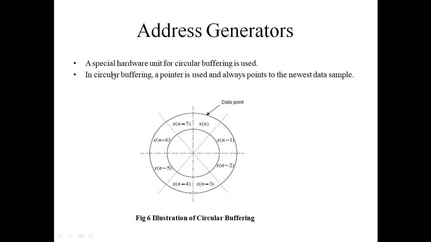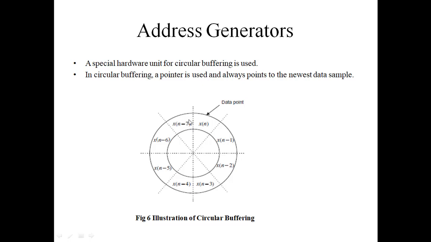In the address generator, a special hardware unit for circular buffering is used. In circular buffering, a data pointer is always pointing to the newest sample. For example, x of n is the oldest sample, the next sample is x of n minus 1, the next newest sample is x of n minus 2, then x of n minus 3, and so on.